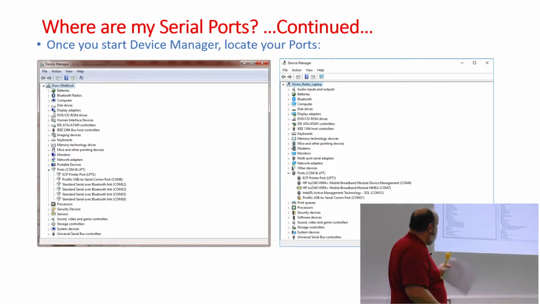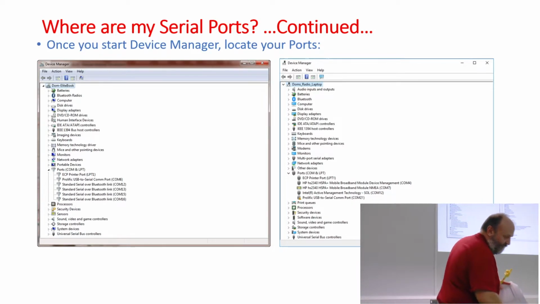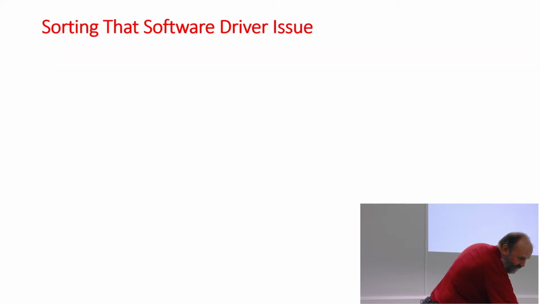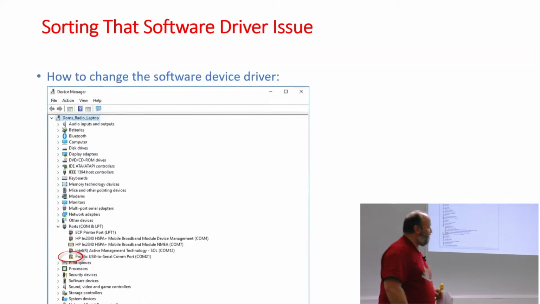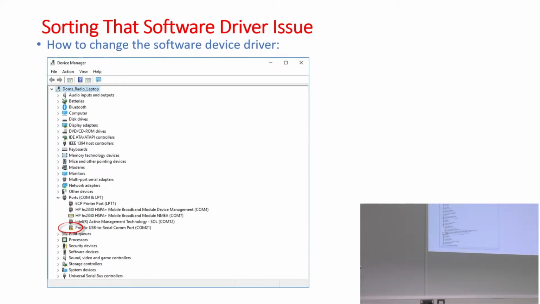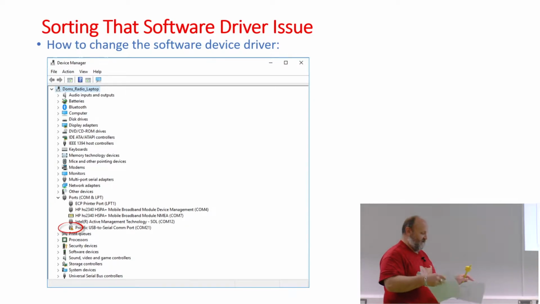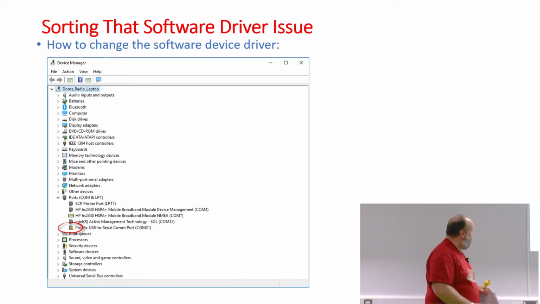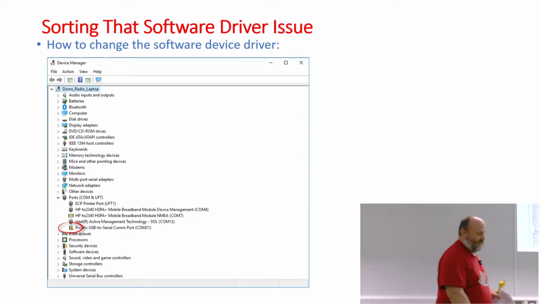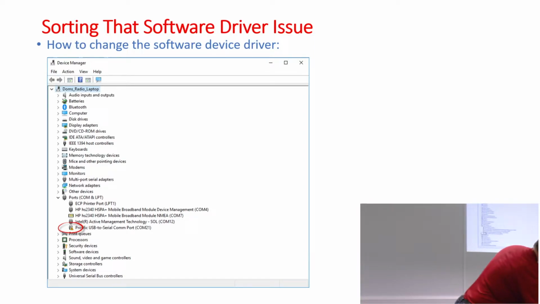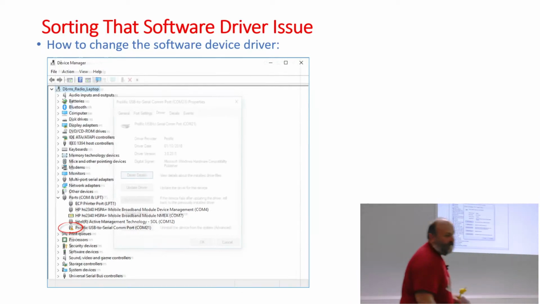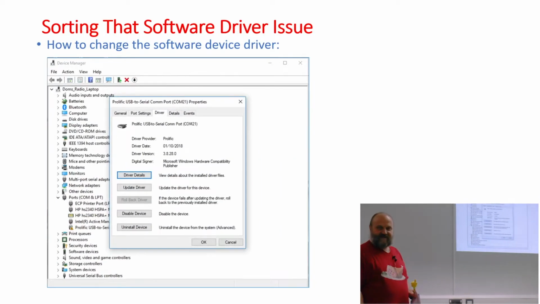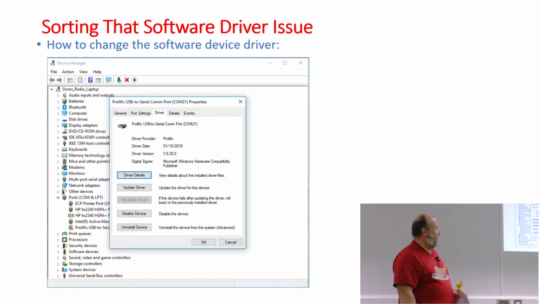So having seen that, how do we sort out that driver issue? So slightly clearer in that picture there now. So we've noticed that we've got an issue with that COM port. So we need to do something about it and sort it out. So if you then right click on there, it will give you the option to display the properties of that COM port.